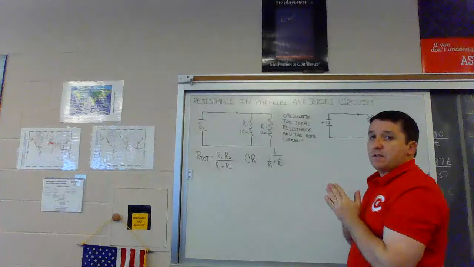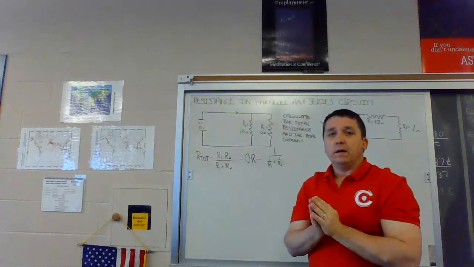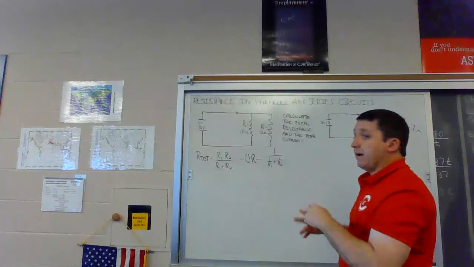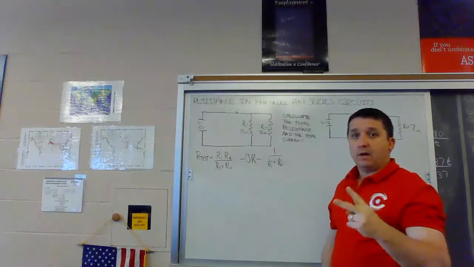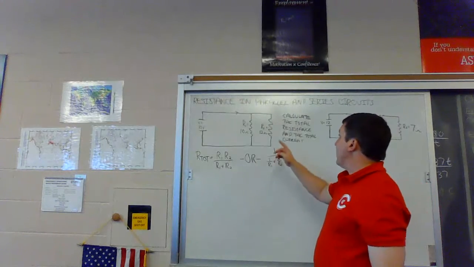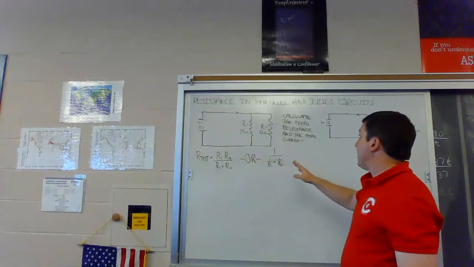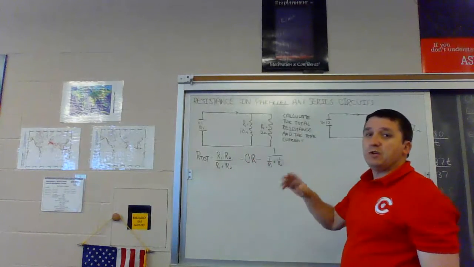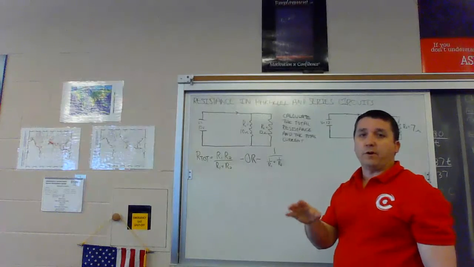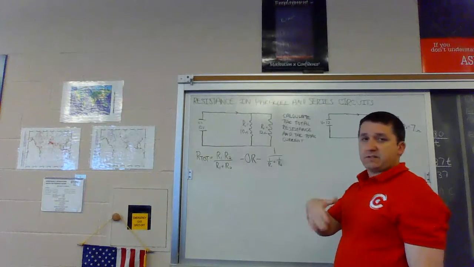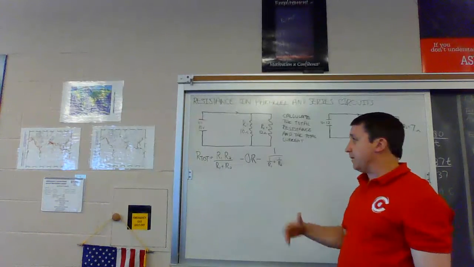In all cases, you're going to have two answers. The first answer is you're going to calculate the total resistance. The second answer is you're going to calculate the total current using the formula for Ohm's law. I'll show you the second part once we get through the first part.